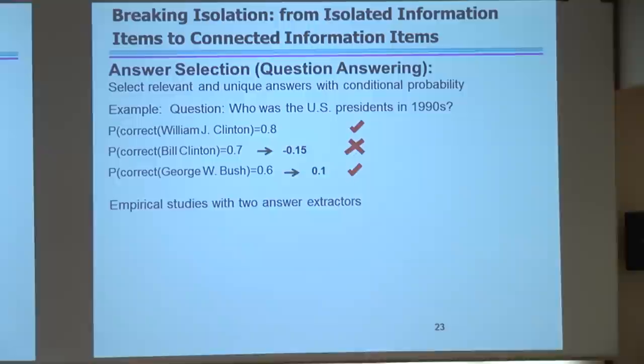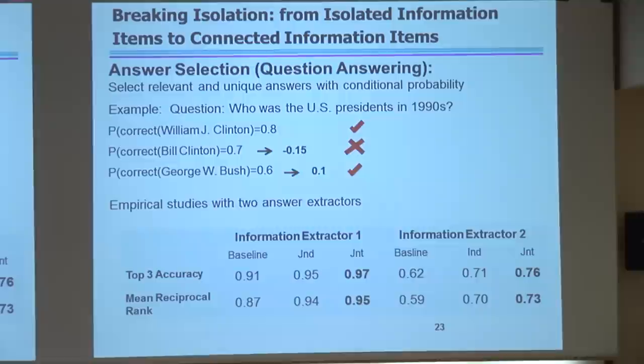And we did some empirical study about this new approach. When considering a baseline, a previous state-of-the-art approach in the question answering community, we compare this joint probability model with the independent probability model on two data sets with two types of information extractor, and it shows relatively good performance. It improves the previous state-of-the-art results. The math details about how we do inference, how we do learning here, and also the empirical details are in our paper, which I will give a reference to by the end of this talk.